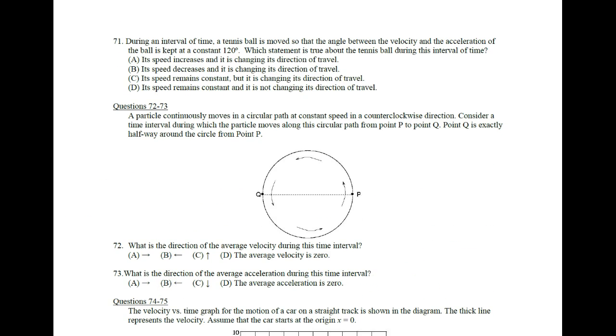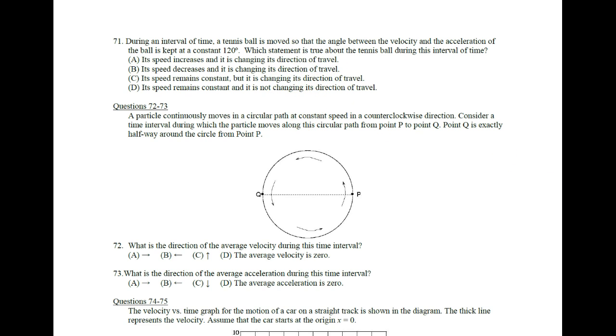For number 71, at that angle of 120 degrees, there's a component of the acceleration that's perpendicular to the velocity, and that causes the direction to change. The component in the opposite direction of the velocity causes it to slow down. So your answer here should be letter B. Its speed decreases and it is changing direction of travel, because it's turning in that circle.